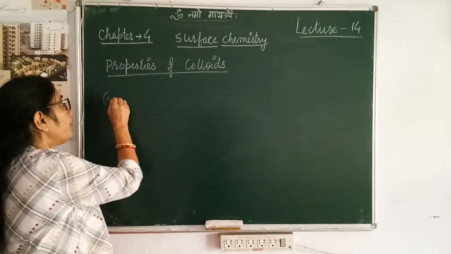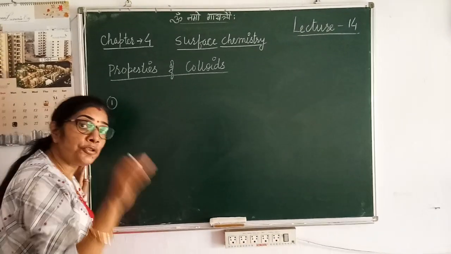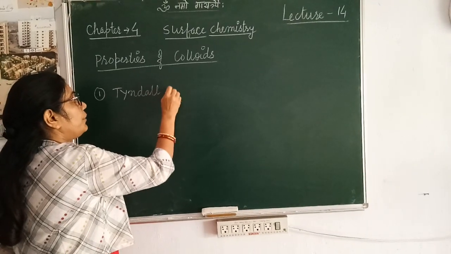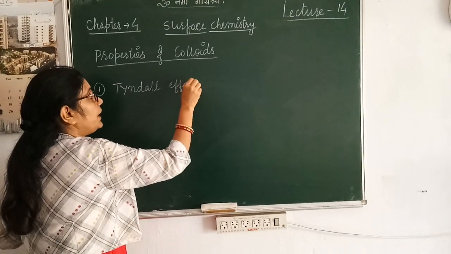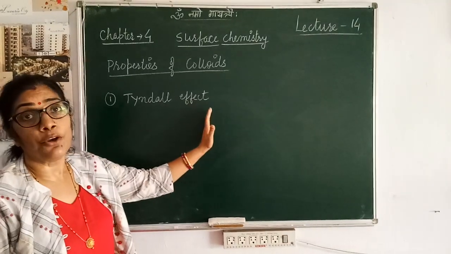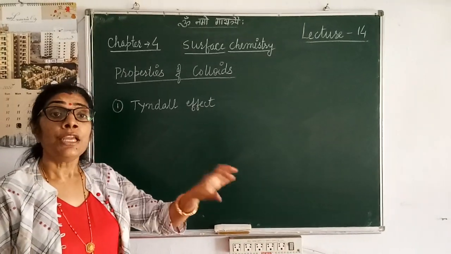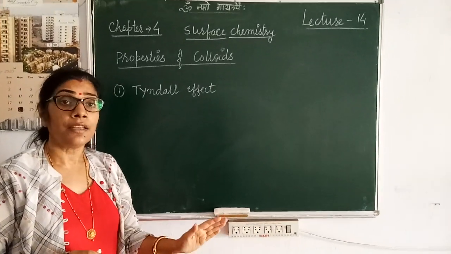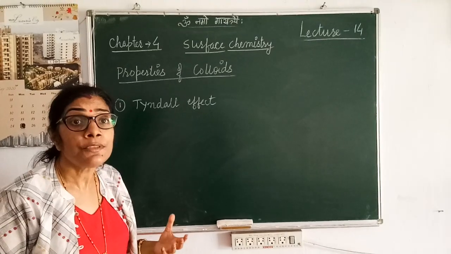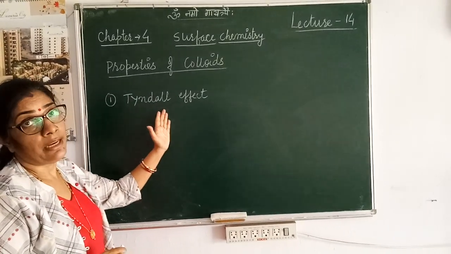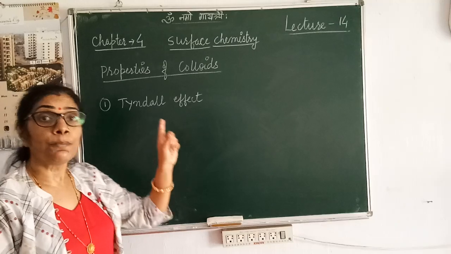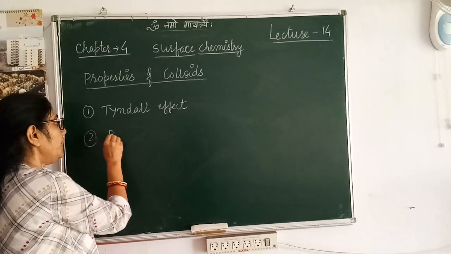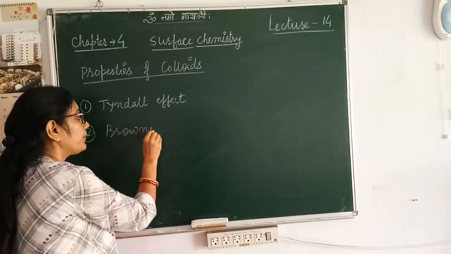Some important properties which are specifically shown by colloids only, like the Tyndall effect. You must have heard about it. In a cinema hall also the Tyndall effect can be observed. This is scattering of light. So when a colloidal solution is placed in the dark, what happens? The path of the light becomes visible, and that is due to the Tyndall effect, scattering of light. Since it was observed by Tyndall, it is known as the Tyndall effect. Next is Brownian movement.